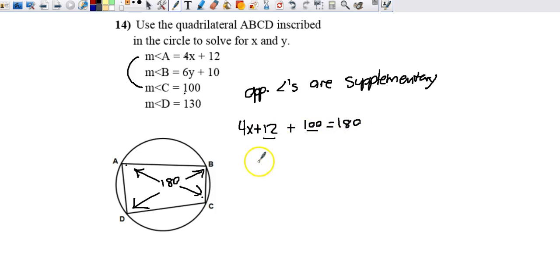The 12 and the 100 is 112. And then 180 minus 112 is, help me out guys, what is that? 68. So divide that by 4. And x is going to give you 68 divided by 4 is 34. Let's divide by 2. 17, I believe.